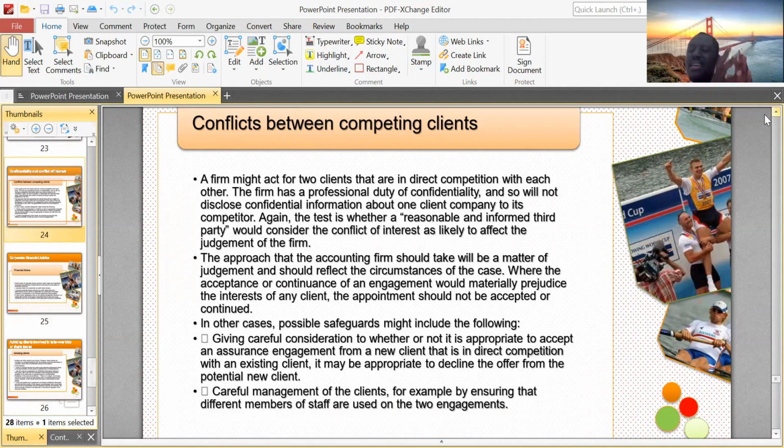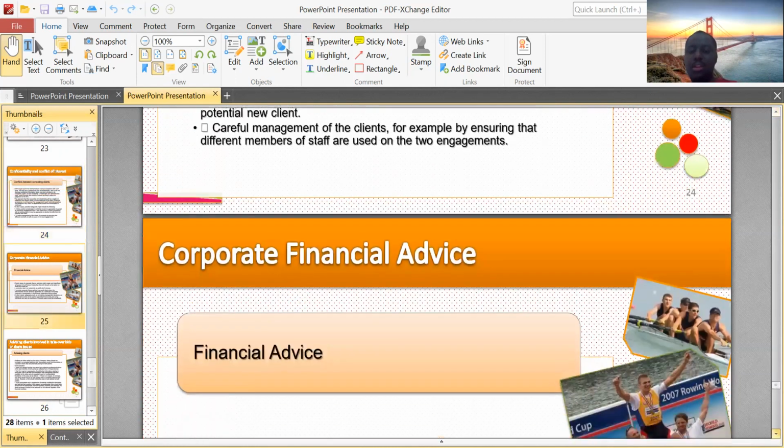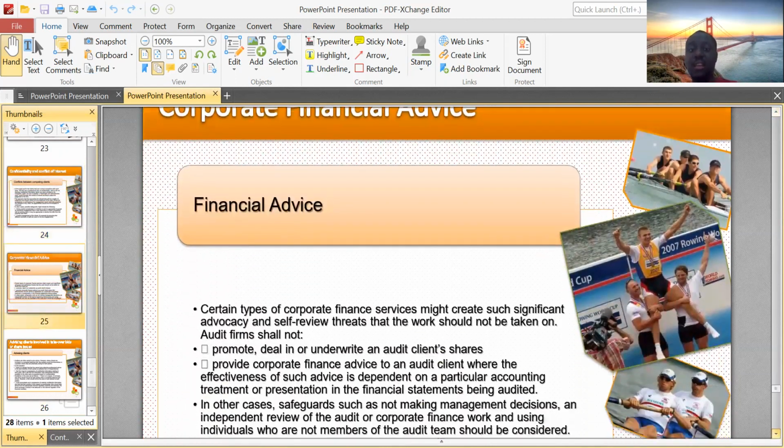If you assign the same audit team to both competing clients, it does not help. You must assign different teams to them, just to preserve confidentiality and promote independence. Very, very important. Now let's talk about corporate financial advice.